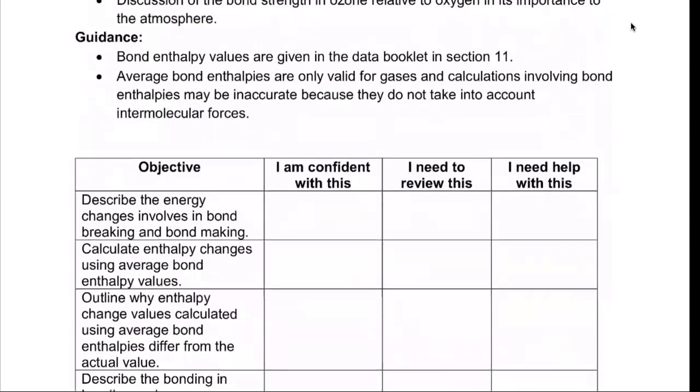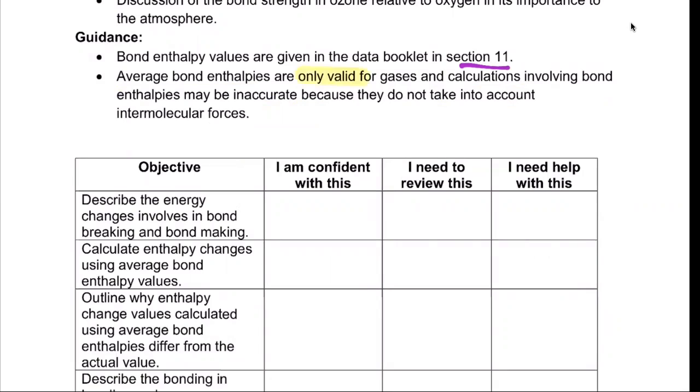As I said, bond enthalpy values are in section 11 of the data booklet. If you need to look them up to do any kind of calculation, that's where you would look, in the data booklet that you have linked here on Canvas. And then notice this last bullet. This is kind of what I was talking about.